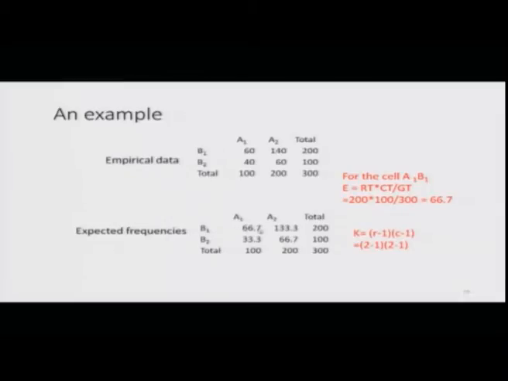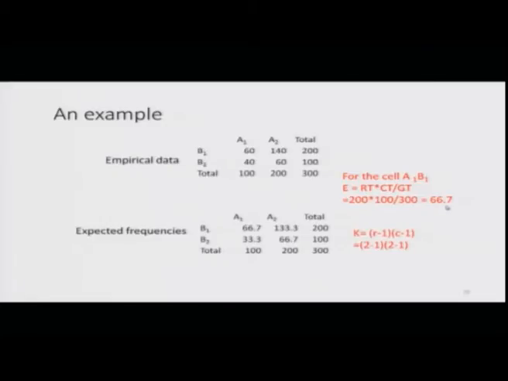This is a case of 2 attributes. So, we can calculate expected frequency as row total multiplied by column total divided by grand total. So, this category A1 B1 will have an expected frequency, this 66.7 is obtained by multiplying 200 row total by 100 column total for A1 B1 and divided by 300 or grand total. So, 200 multiplied by 100 divided by 300, this is 66.7.